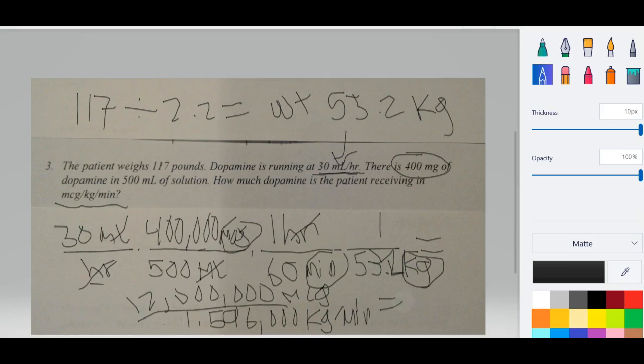Now what does that equate to once I divide that? 12 million by 1,596,000. That'll give us, let me just make some room for myself, so take a snapshot with your eyes real quick.